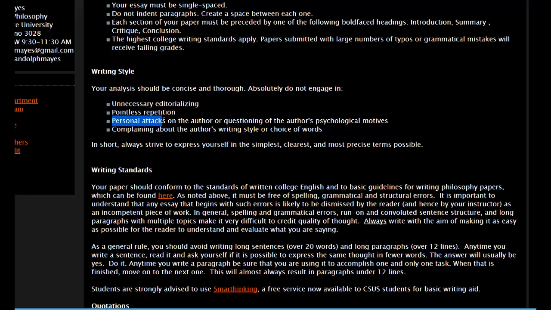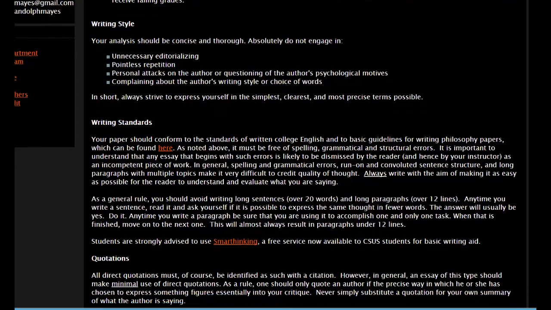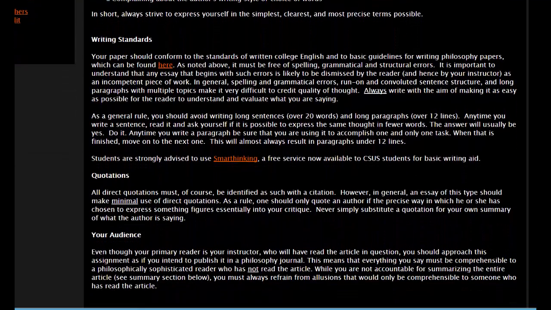Of course, don't attack people because of their psychological motives. In philosophy, we only look at people's reasoning. So nothing about the person is interesting to us. Any speculation about the person is not interesting to us. And don't complain about the author's writing style or choice of words or how difficult it was for you to understand. Those may all be true, but they're not interesting things to read about. So don't do that.